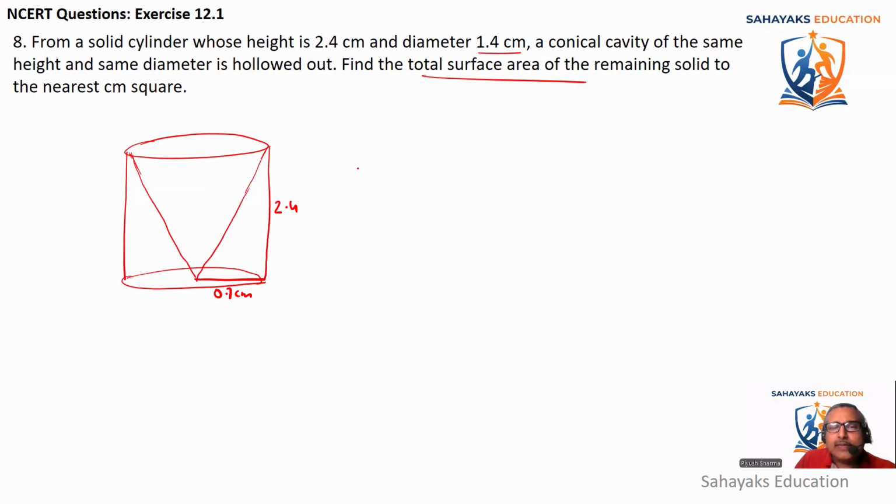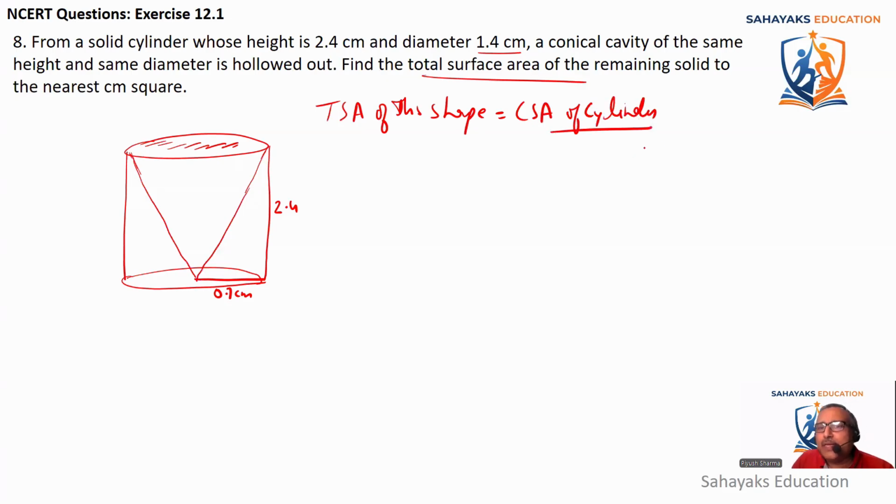It will include the total surface area of this shape. What all things it will include? First of all, because it is curved out, this will not include that part because it's already a hole. So it will cover the curved surface area of cylinder plus the base. The base will be covered because base is still solid, that's the remaining solid.